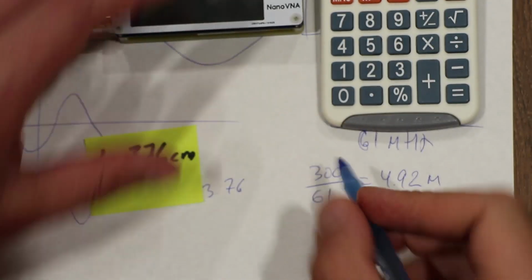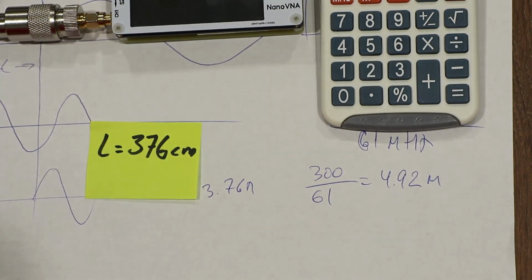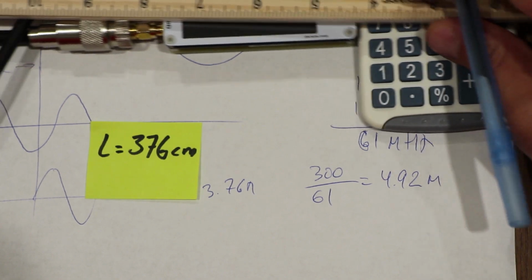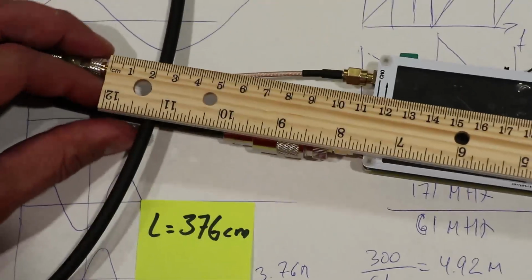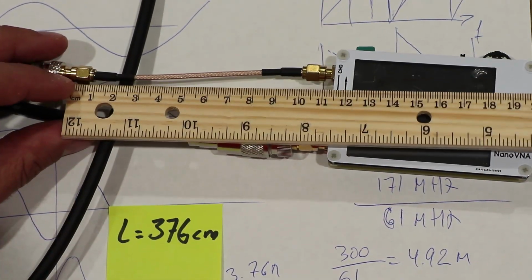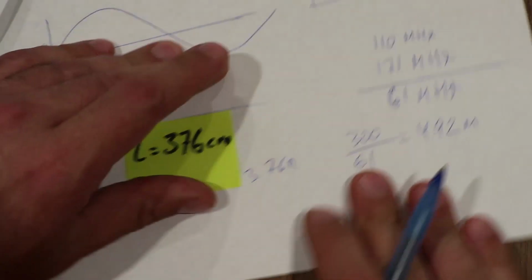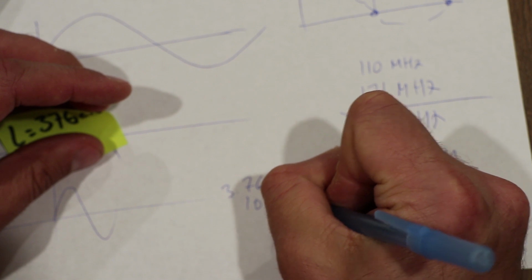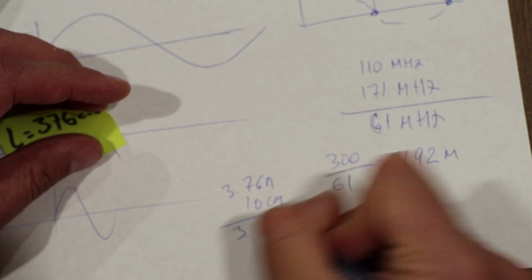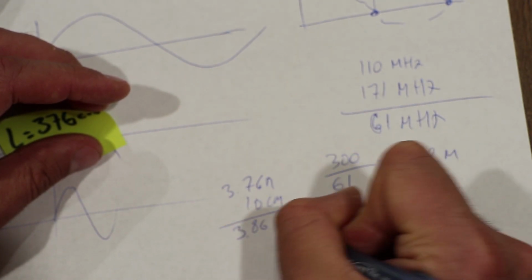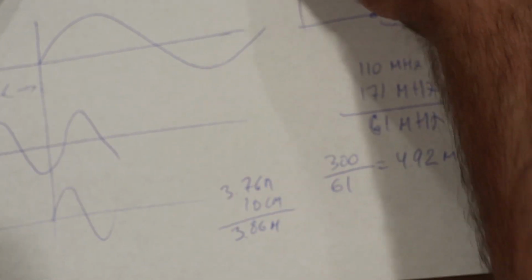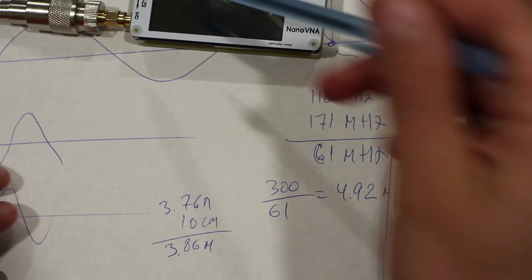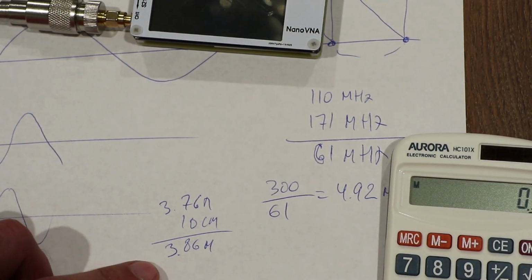I did measure the length of this cable that I have here, and it is 3.76 meters. We need to also add this pigtail that I have here. It's about 10 centimeters as well. So it will be 3.86 meters. So 3.86 meters is the total length of this cable that we have here.